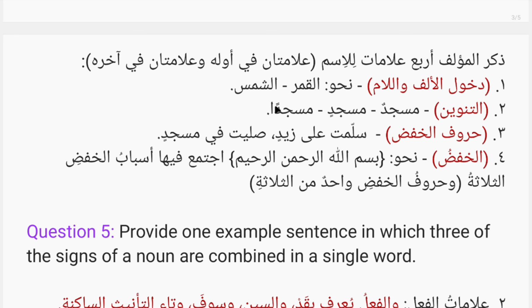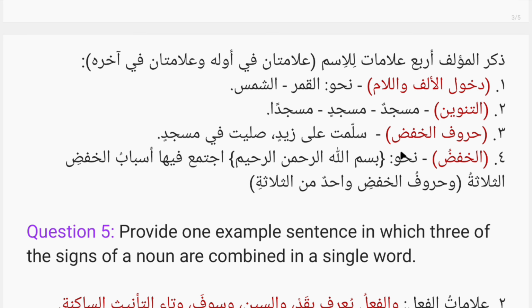At-tanween, this is a sign that comes at the end. Masjidun, masjidin, masjidan. So the same word with different tanweens. There's 3 tanweens in total. Dhammatain, kasratain, fathatain. Any word that ends with tanween, this nonation, which is 3 types, fathatain, kasratain, dhammatain, as we mentioned, this shows you that this word is a noun. So 2 easy signs.